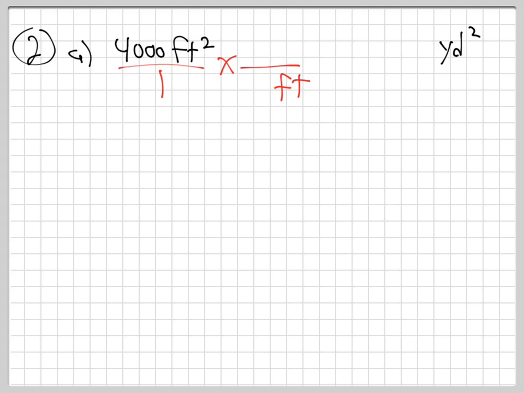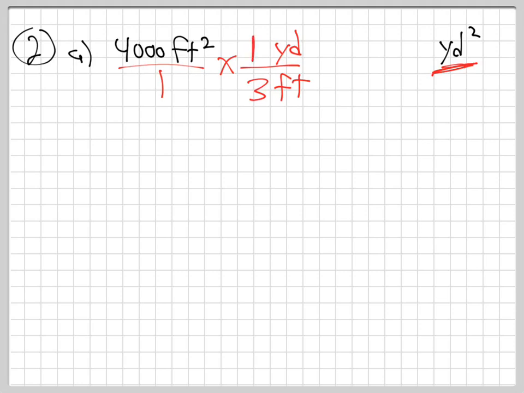Feet on the bottom. So if feet are on the bottom, what do we want to go to? What do we have to go to in the end? Yards, right? We're going to yards. So I'll put yards on the top. Everybody see how I knew to put feet on the bottom? Because you want feet to cancel, and we're going to yards, so yards go on the top. What's the connection between feet and yards? Do you remember it? 3 feet is 1 yard.